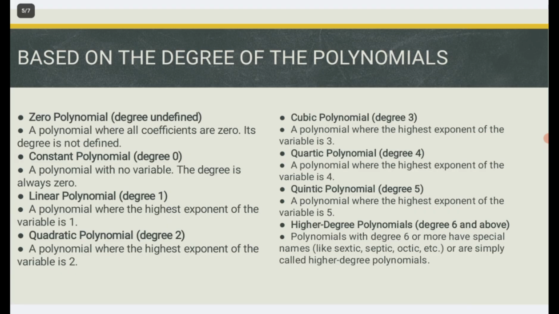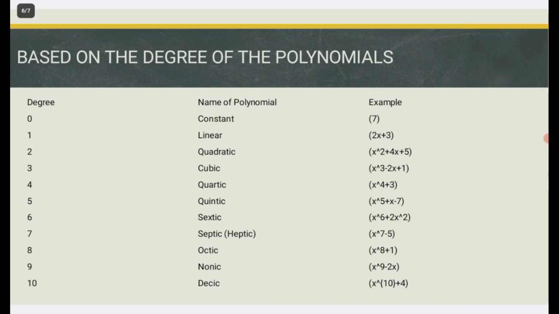A polynomial with degree 6 or more has special names like sextic, septic, octic, and more, but is simply called a higher degree polynomial. And here we have an example of each degree of the polynomials: constant, linear, quadratic, cubic, quartic, quintic, sextic, heptic, octic, nonic, and decic.